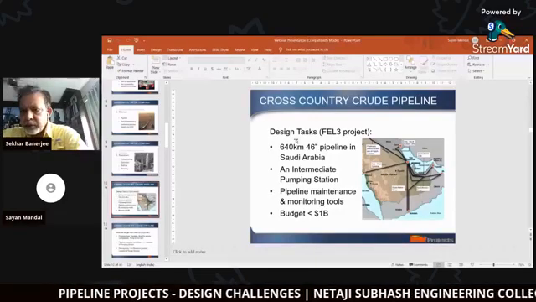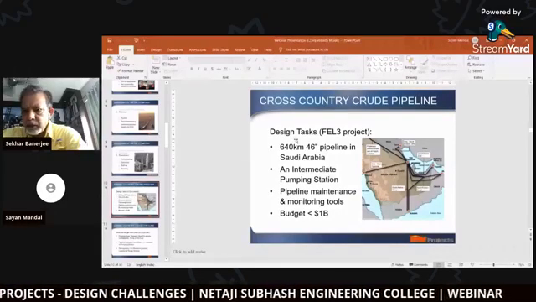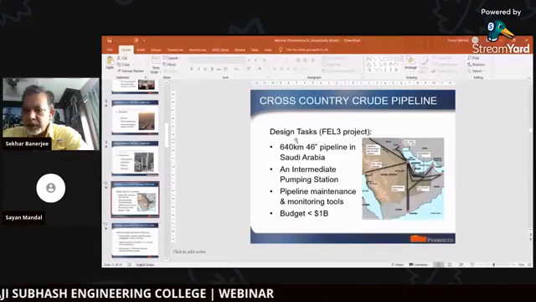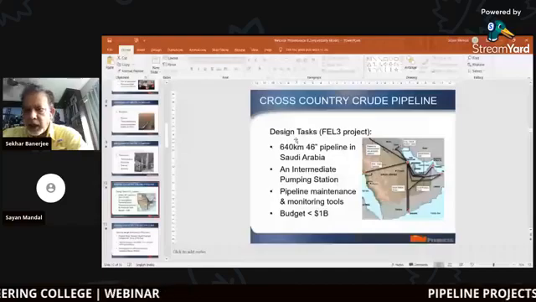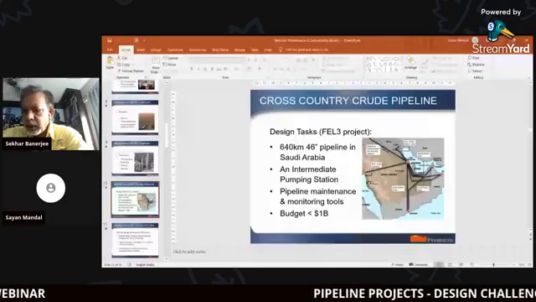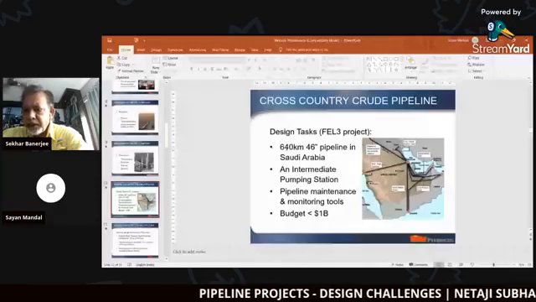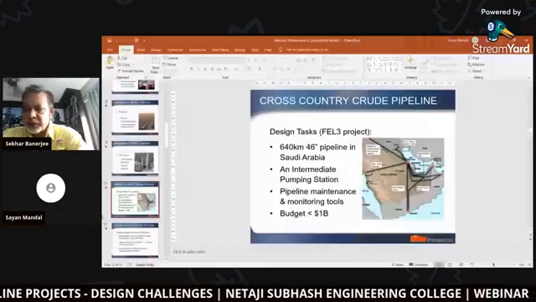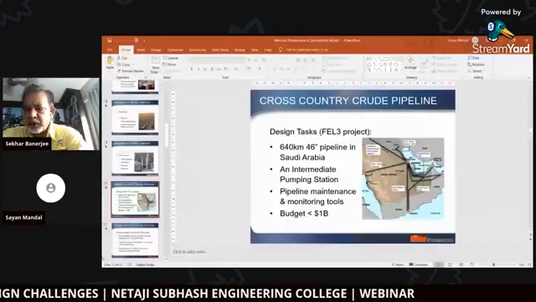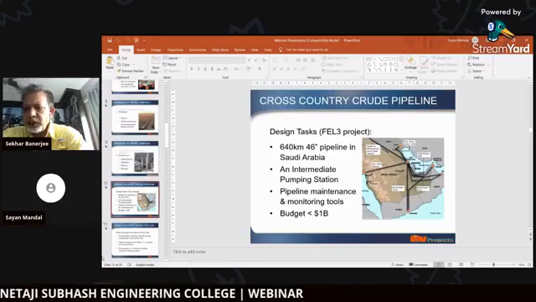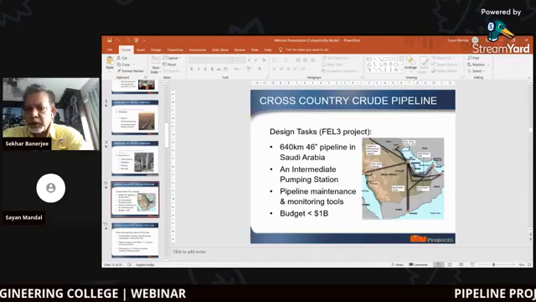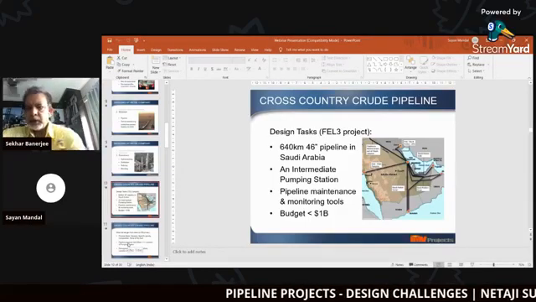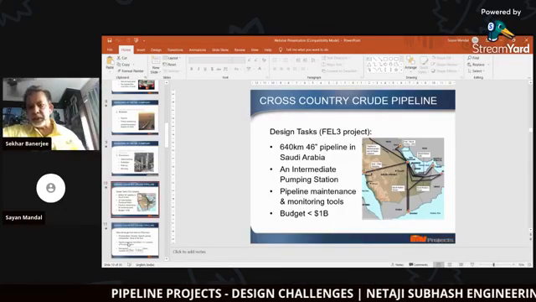You can see the pipeline, the cross-country pipeline. Now, Saudi Arabia is on the top left corner. From there, the pipeline goes inside the country as well as outside, like Iraq, Yemen, Qatar, UAE, everywhere. These are massive, massive in terms of the length, 1,000 kilometers, 500 kilometers long. Each of the pipelines is also a more than $1 billion project. What I was given to do is a 640 kilometer, 46-inch pipeline in Saudi Arabia.